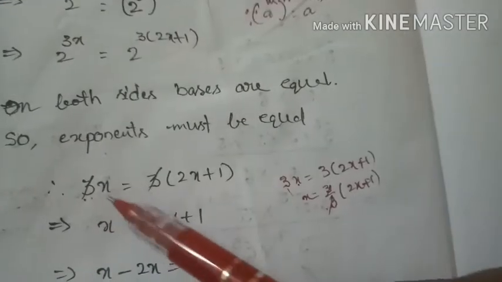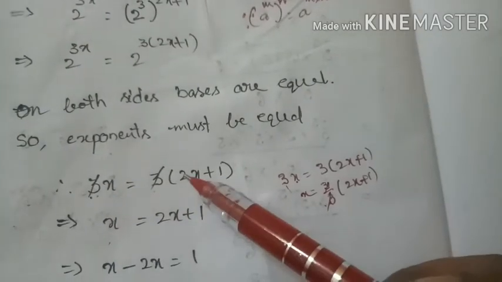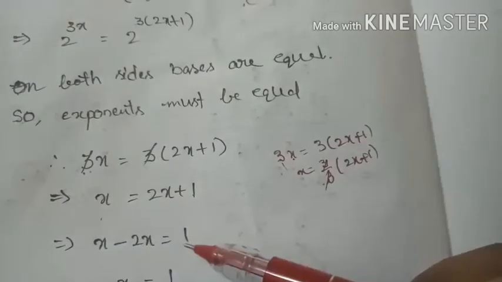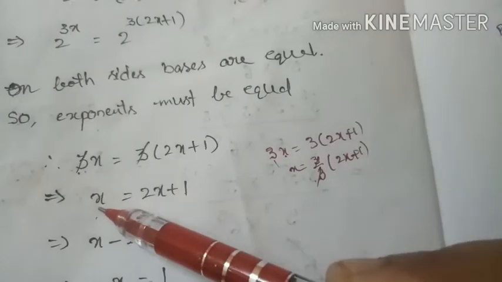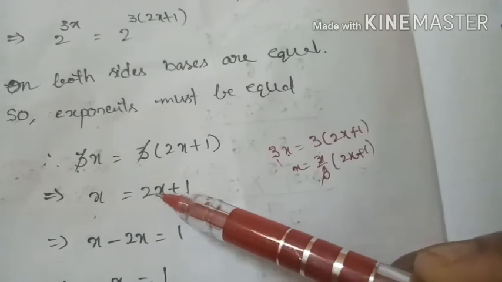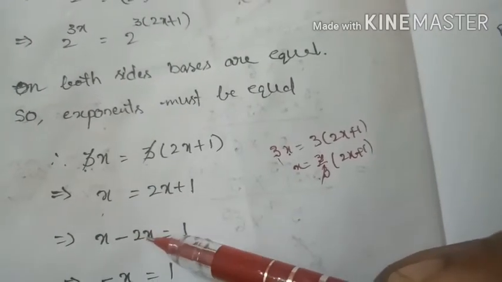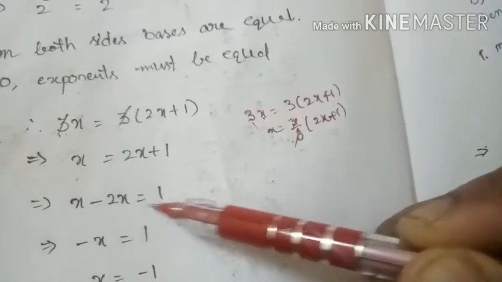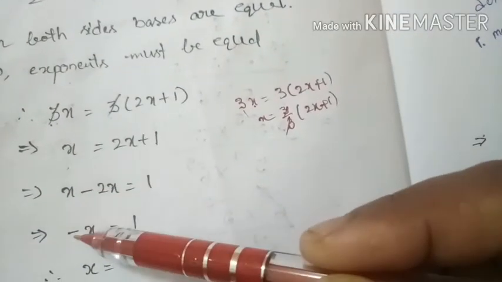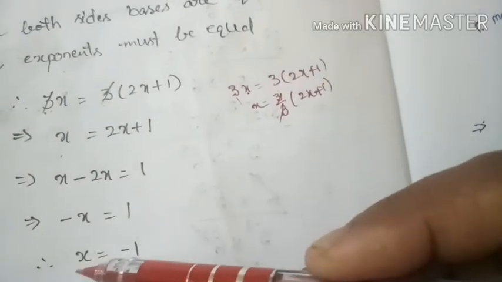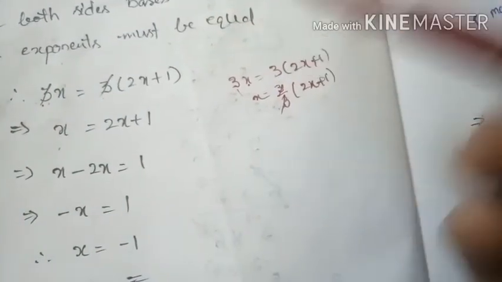Okay. Now x is equal to 2x plus 1. Now separate the variables and the constants. So here we have the x, here also we have 2x. So 2x will go that side, it becomes minus 2x is equal to plus 1. So x minus 2x is equal to minus x is equal to 1. x is equal to minus 1. Clear?